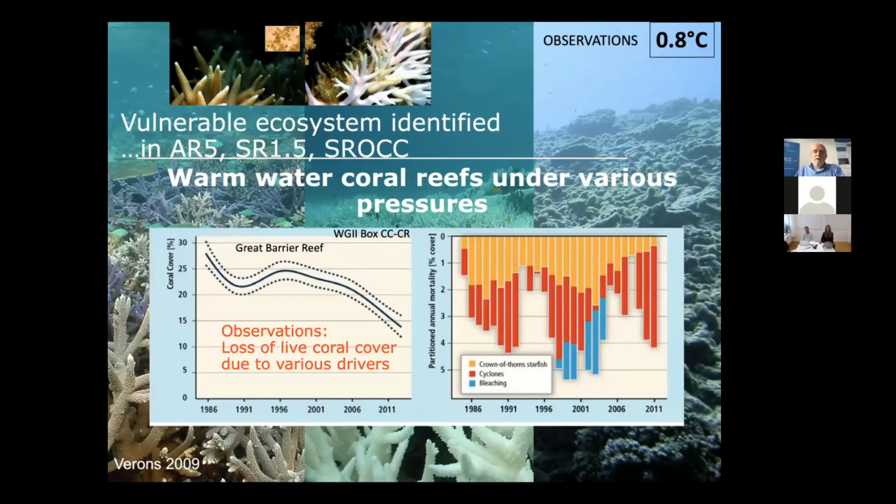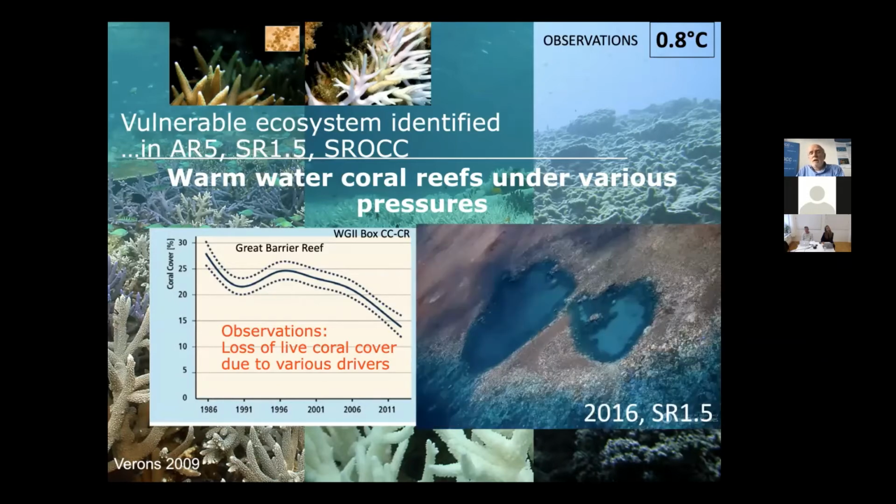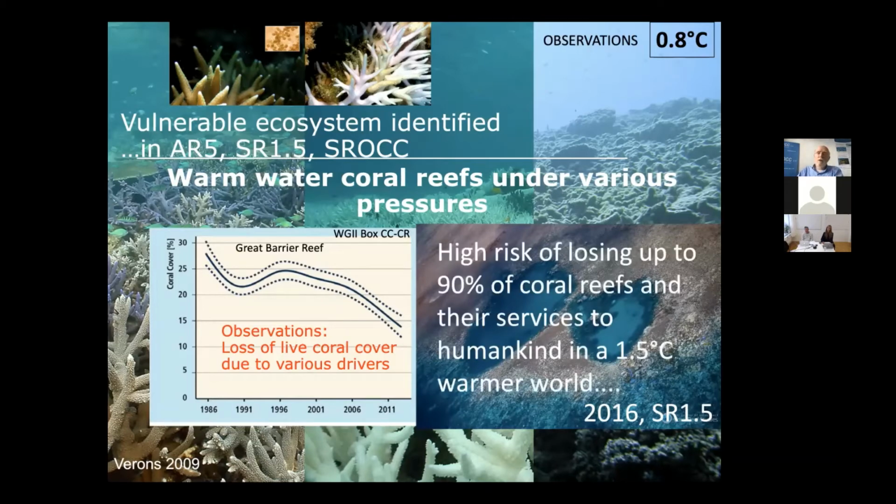There is the observation, there's a loss of coral cover due to various drivers, and the time period considered here indicates that during that time period between 1986 and 2012, there has been a 50% loss of live coral cover, and there has been an attribution to causes involving the crown of thorns starfish as a predator, then the intensity of cyclones, and then to some degree in the early 2000s, bleaching. And this is certainly going on. Now, with recent observations, as documented in the 1.5 report, we even can see those bleaching events from high up. And then if we look at the projections into the future, there's a high risk of losing up to 90% of coral reefs and their services to humankind in a 1.5 degree warmer world.